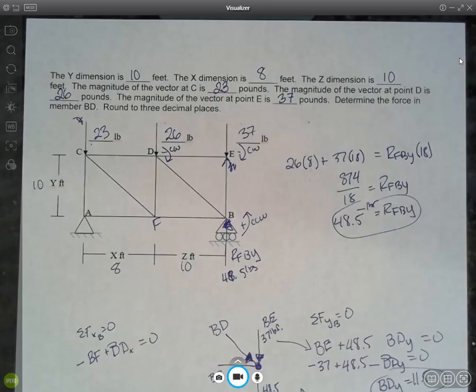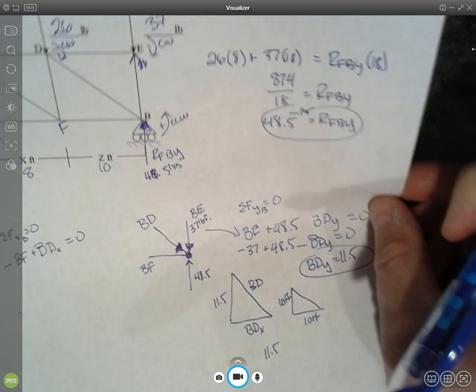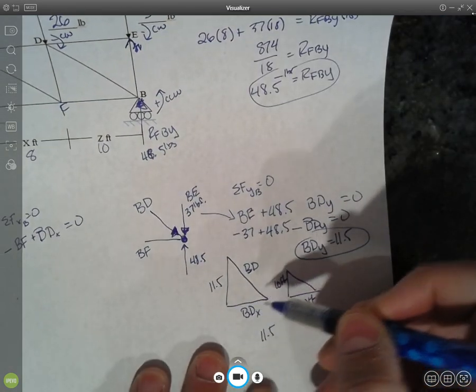Alright, let's go ahead and finish up here. Sorry about that. So where we were: figuring out what BD in the X is.